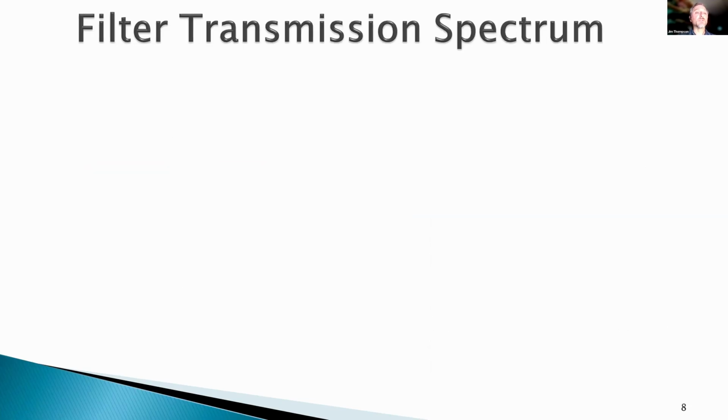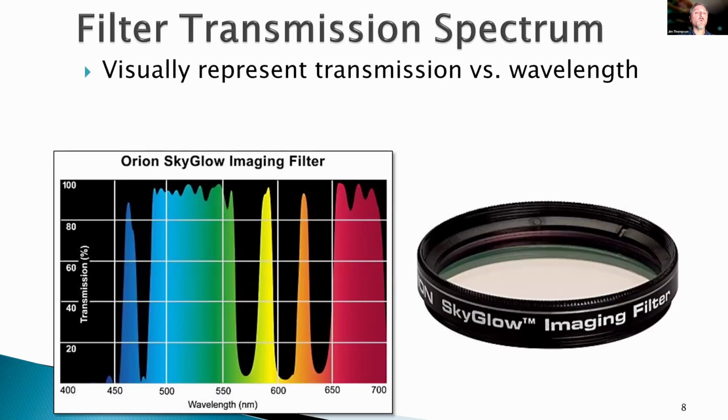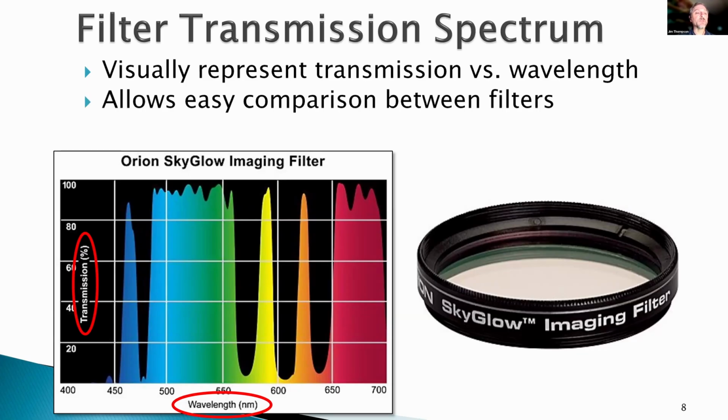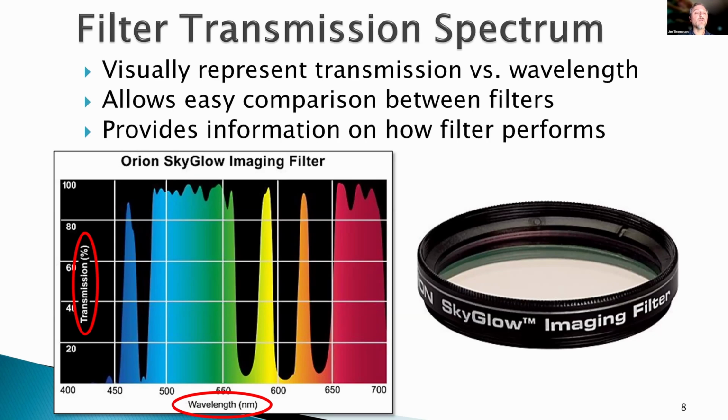For the next couple of slides, I will describe some commonly used terminology, the first being the idea of a spectrum. A spectrum is a quantitative visual way of presenting how well a filter transmits light at different wavelengths. The example spectrum shown here is the typical format for presenting filter spectra, with wavelength on the horizontal axis and percent transmission on the vertical axis. Spectrum plots allow for easy comparison between filters, and provide information on how the filter will perform in different situations.